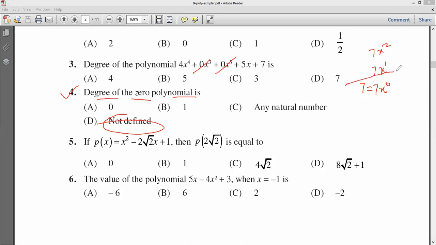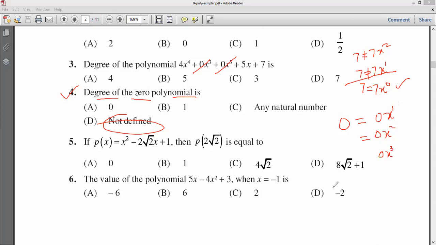Here, which is correct? 7x to the power 0. I cannot write 7 as 7x to the power 1. In the same way, if I say 0, so 0 can be written as what? Any power can be applied to 0. Either 0x to the power 1 I can write, or it can be written as 0x to the power 2, or I can write 0x cube, any number. It can carry any number.